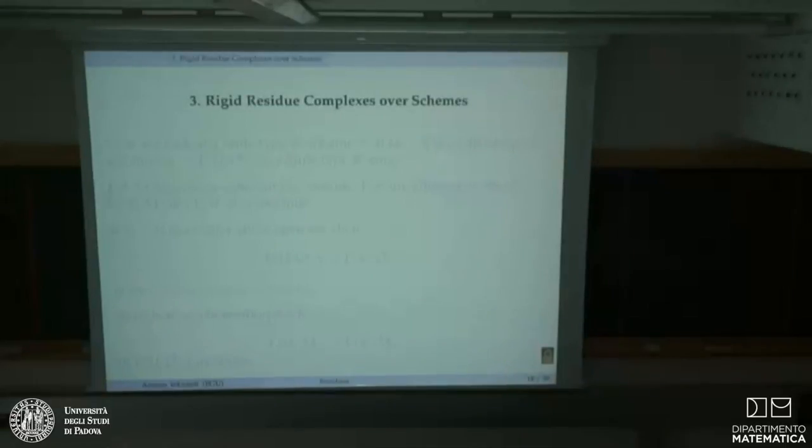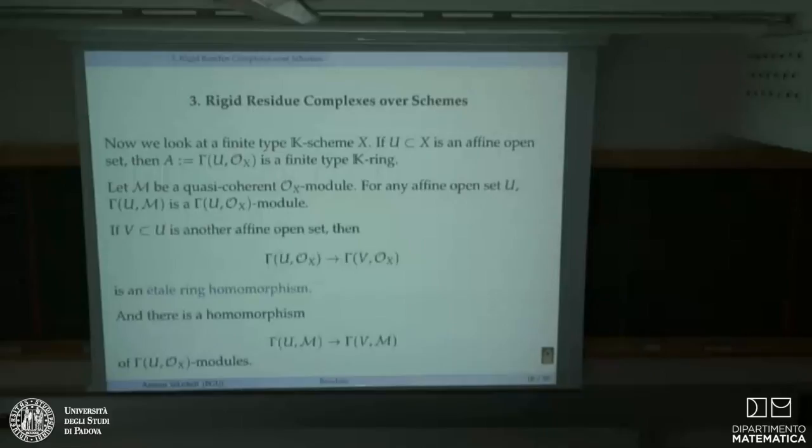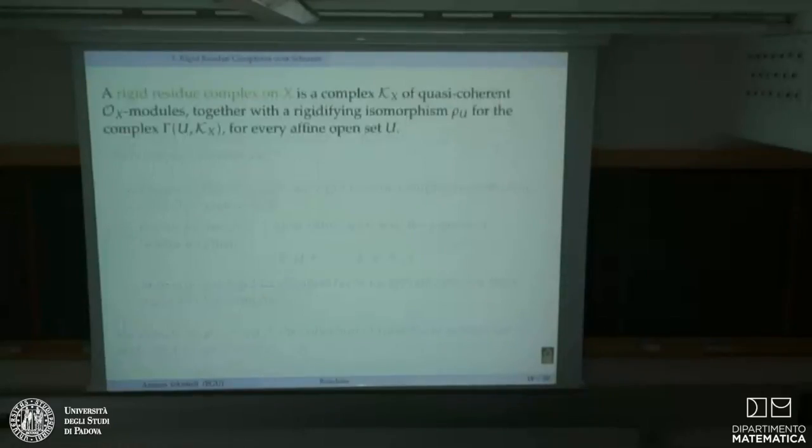Okay, so now we want to put all of this on schemes, so you just glue. Let me explain how this happens. X is a finite type scheme over the base, so every affine open set is one of the rings I considered before. The important thing to notice is that if we have an inclusion of affine open sets, the corresponding ring homomorphism is étale. And this allows us to use étale localization. So a rigid residue complex on the scheme X is the following information. Since we're lazy, or simple-minded, or just careful, we don't do DG things globally. We do DG things, or all kinds of complicated things, only on affine open sets, which explains why we don't have global squaring operations, just local squaring operations, taking care that they étale localize properly.